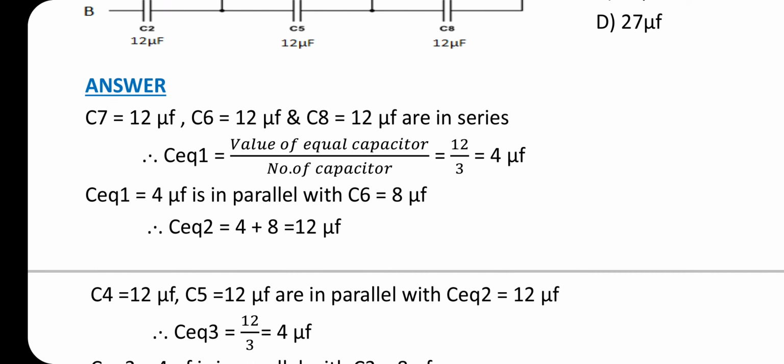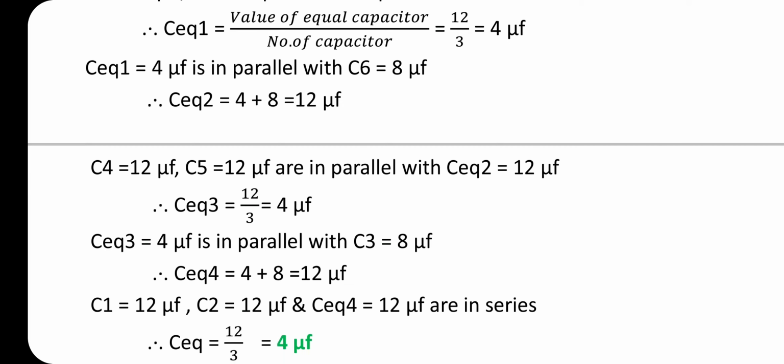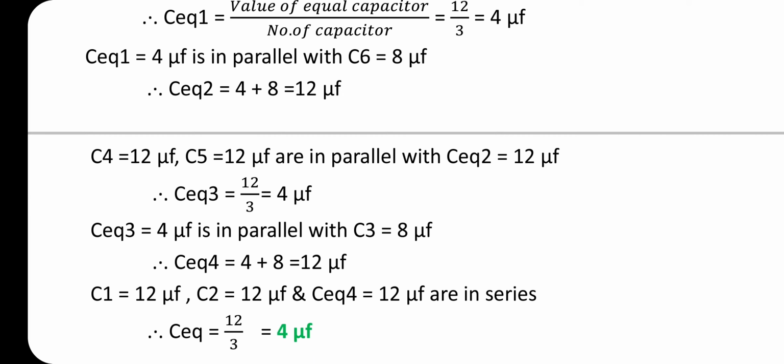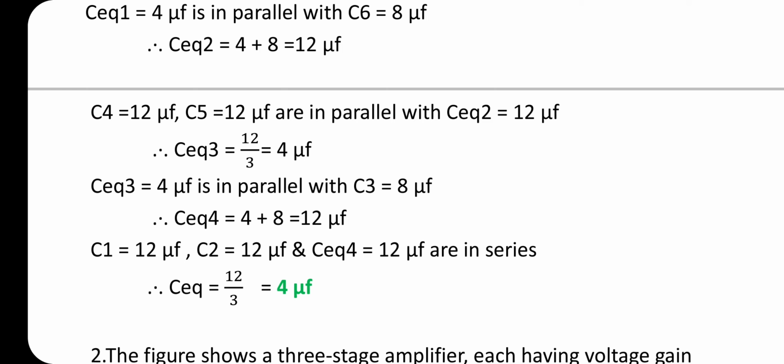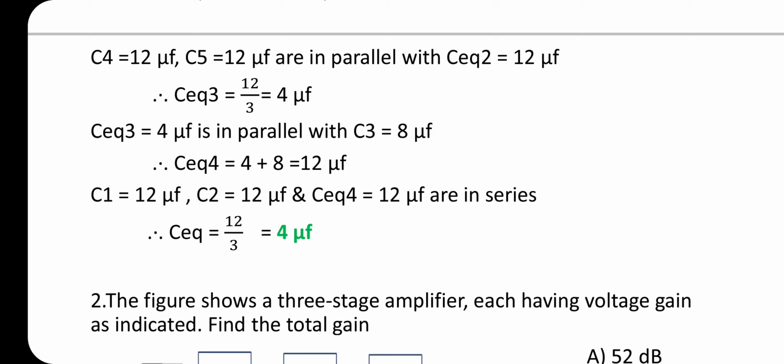C equivalent 1 equal to 4 microfarad is in parallel with the C6 equal to 8 microfarad. Therefore, C equivalent 2 equal to 4 plus 8 which is equal to 12 microfarad. C4 equal to 12 microfarad, C5 equal to 12 microfarad are in series with the C equivalent 2 equal to 12 microfarad. Therefore, C equivalent 3 equal to 12 by 3 which is equal to 4 microfarad.